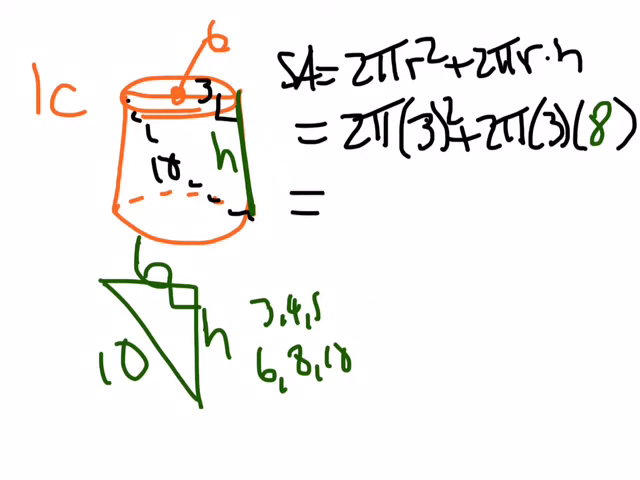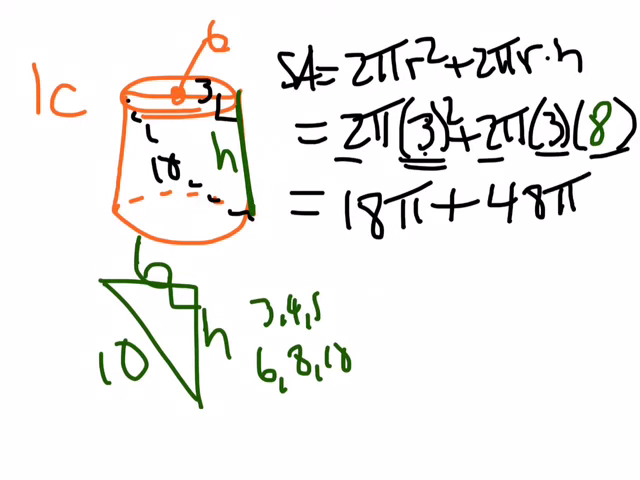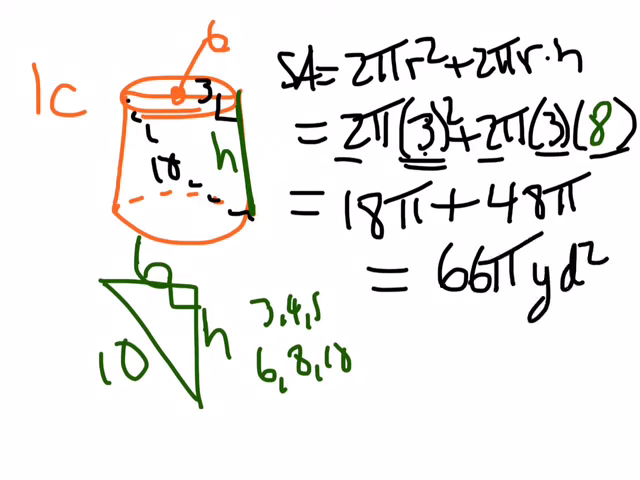Okay, so let's multiply it out. I do 3 squared is 9. 9 times 2 is 18. Notice it says leave it in terms of pi, so I leave that pi there. Then I do 2 times 3 times 8, that's 48, and pi. So now, just like 18x plus 48x would be 66x, this would be 66 pi. And again, units squared. Okay, feel free to pause again. I'm going to do the last example.